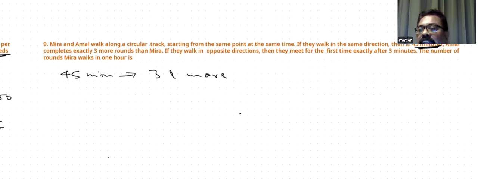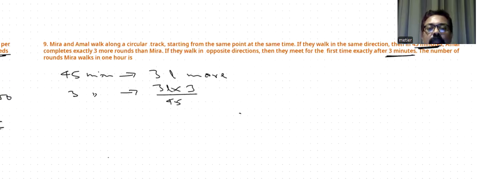We have another data point: 3 minutes. So in 3 minutes, it will be 3L into 3 by 45, so 9L by 5... that is, L by 5 more. Means in 3 minutes, Amal covers L by 5 length more than Mira. And in 3 minutes, what happens?